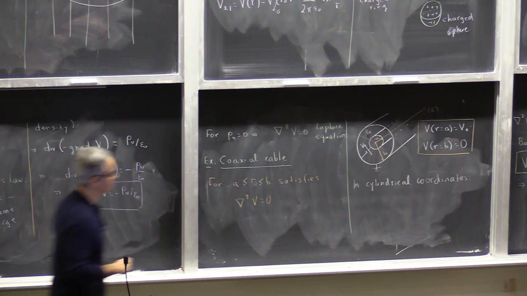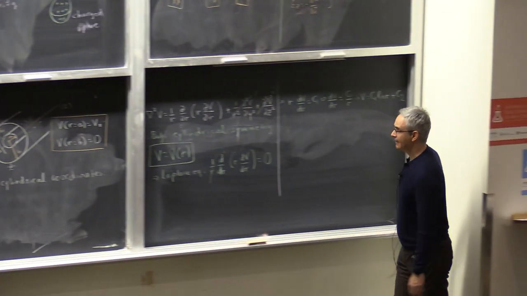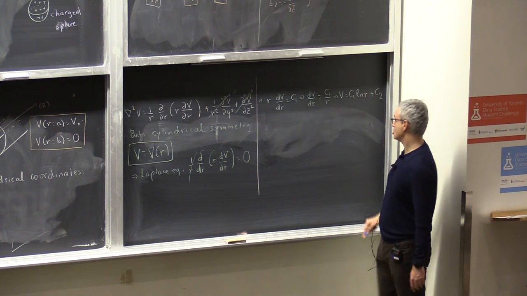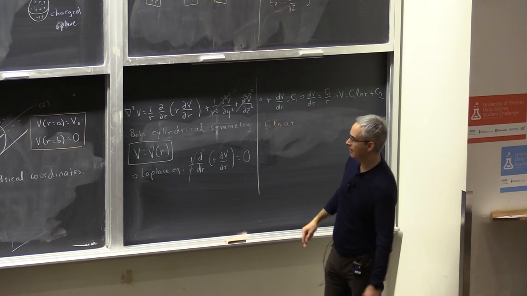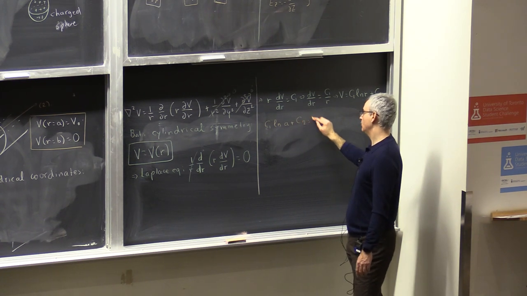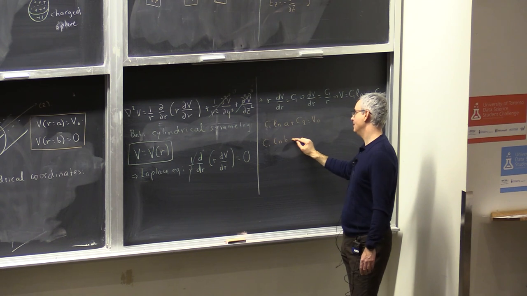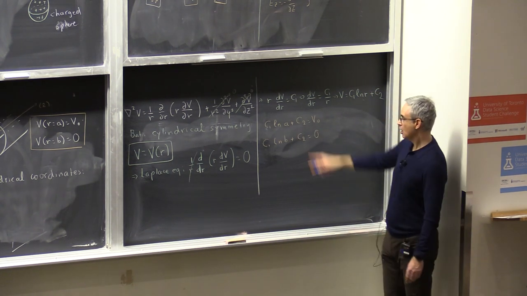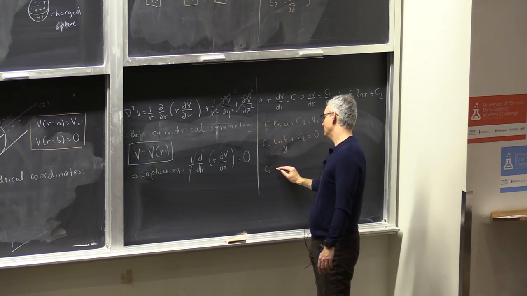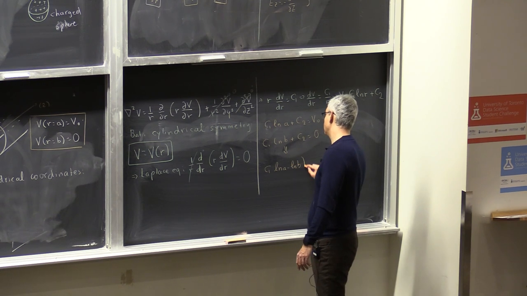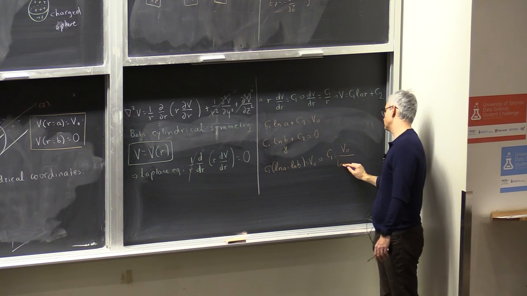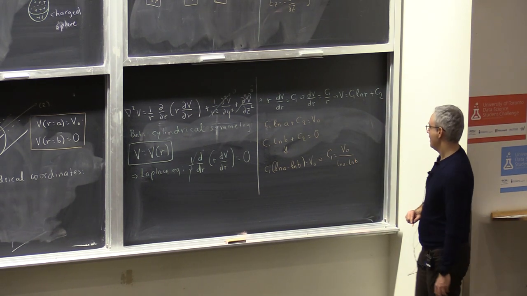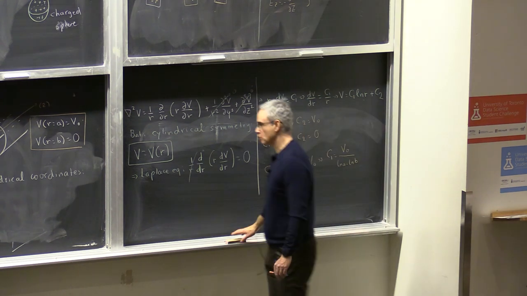But no, that's good. Okay, so this is the potential, and I can use the boundary conditions to determine the constants. So I know that C1 logarithm of A plus C2 is equal to V0, and C1 logarithm of B plus C2 is equal to 0. If I subtract those two, I get C1 times logarithm of A minus logarithm of B equals V0. So that gives me the first constant. And then I can go back here and find the second constant as well. And at this point, I have solved the problem.